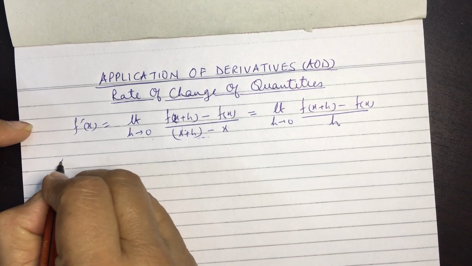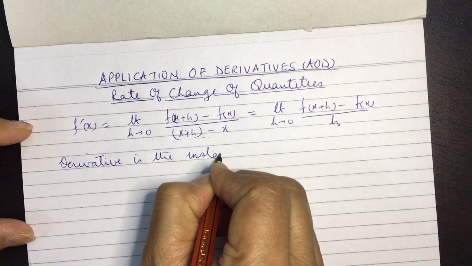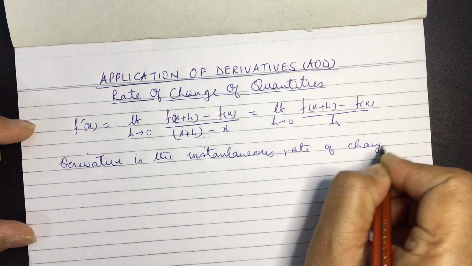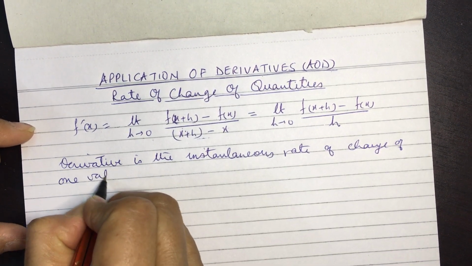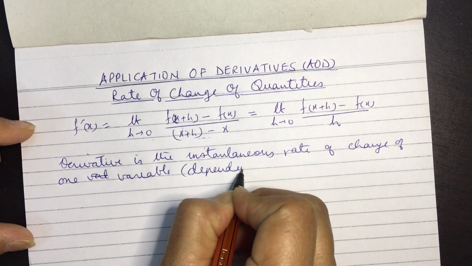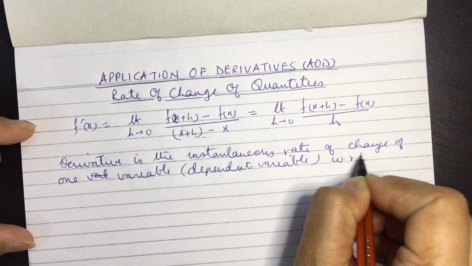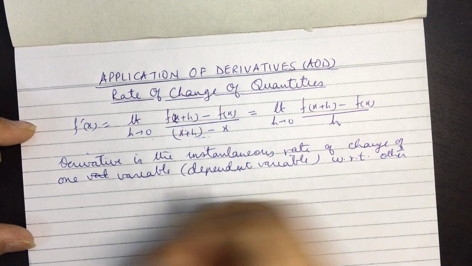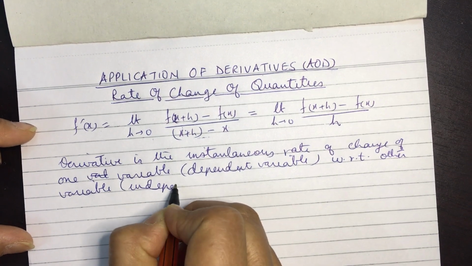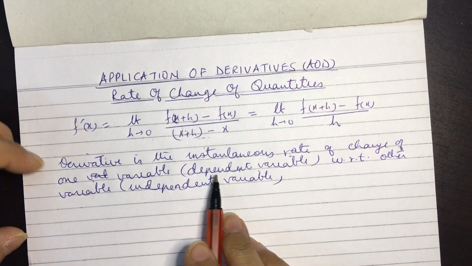Or we say that the derivative is the instantaneous rate of change of one variable, which is the dependent variable, with respect to the other variable, which is the independent variable. Now what does this mean?